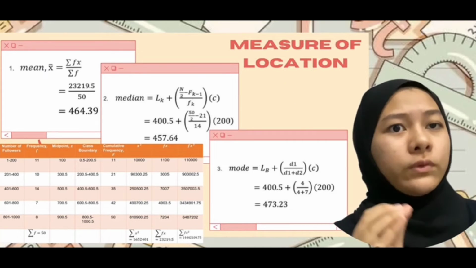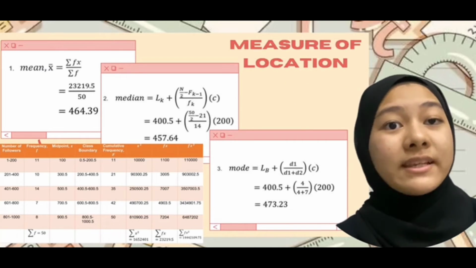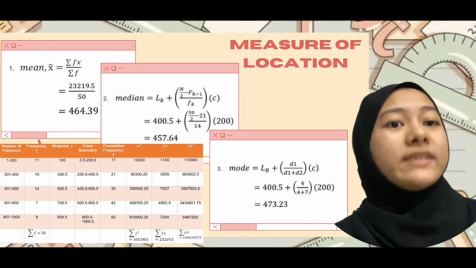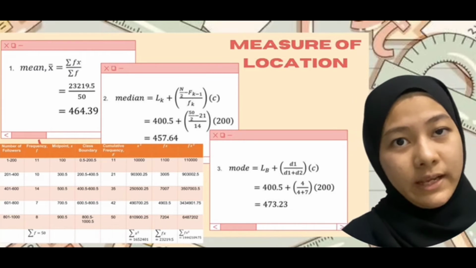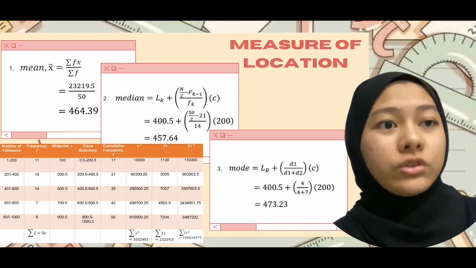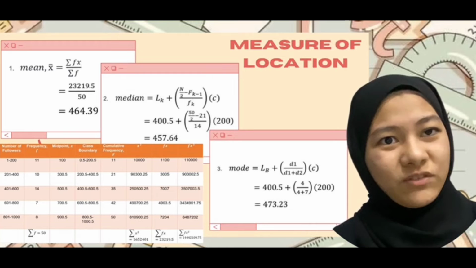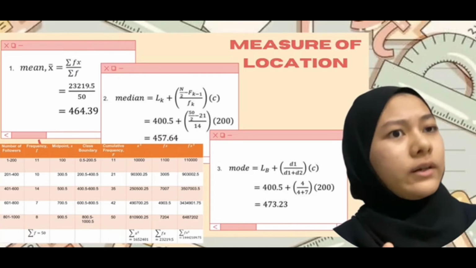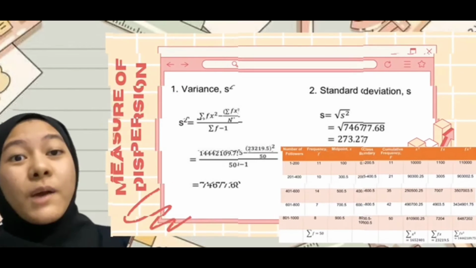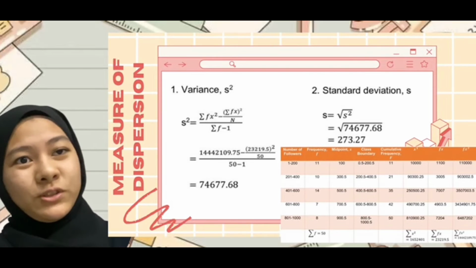D1 is the difference between the frequency of the modal class and the frequency before the modal class, and D2 is the opposite. And I got 473.23. Notice that our mean, mode and median are not the same, so it is not symmetrical. But is it positively skewed or negatively skewed? Moving on, for measure of dispersion, I choose to present all 4.